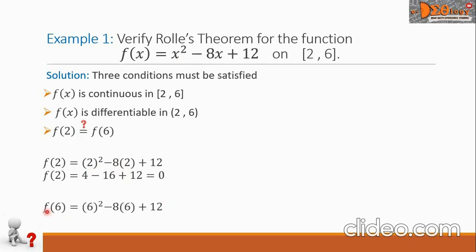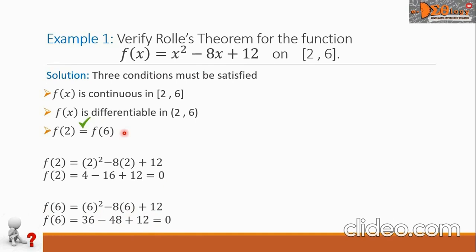Next is the f of 6. This is equal to 6 squared minus 8 times 6 plus 12. 6 squared is 36 minus 8 times 6 is 48 plus 12. To simplify, the final answer here is 0. We are able to show that f of 2 is equal to f of 6. Both are equal to 0. So the third condition is satisfied.